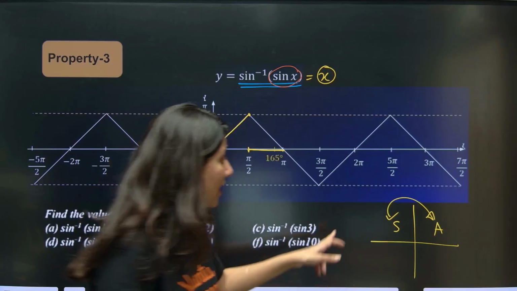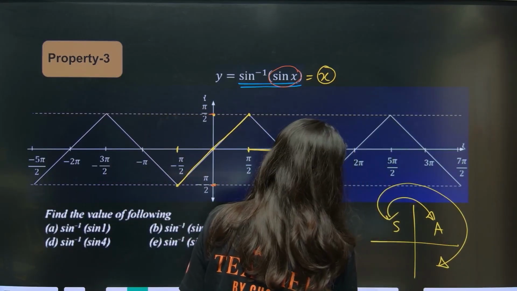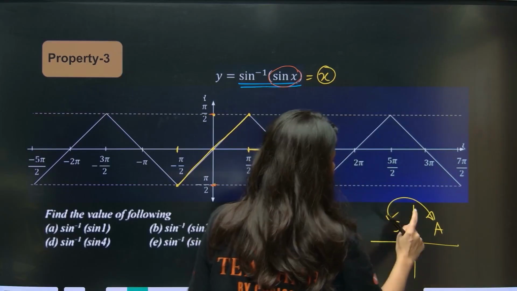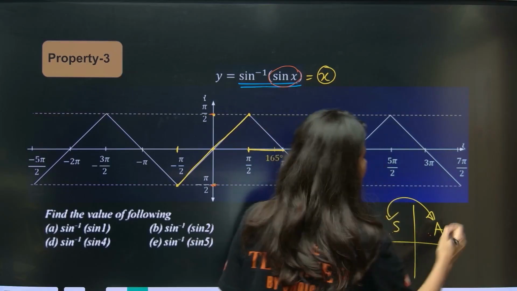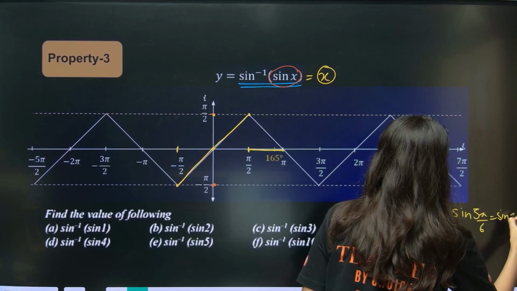Why are we doing this? Why are we not transporting to the fourth quadrant? Tell me. Because ma'am, fourth quadrant values are negative. See, first and second quadrant, both values are positive. So sine 5 pi by 6 will be equivalent to sine pi by 6.